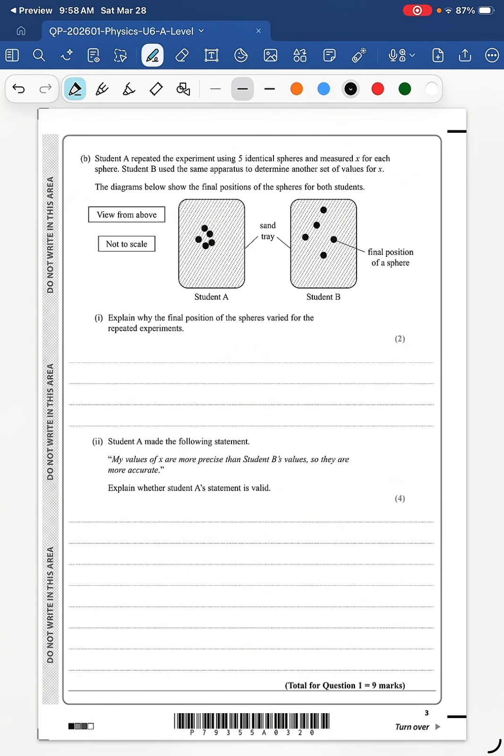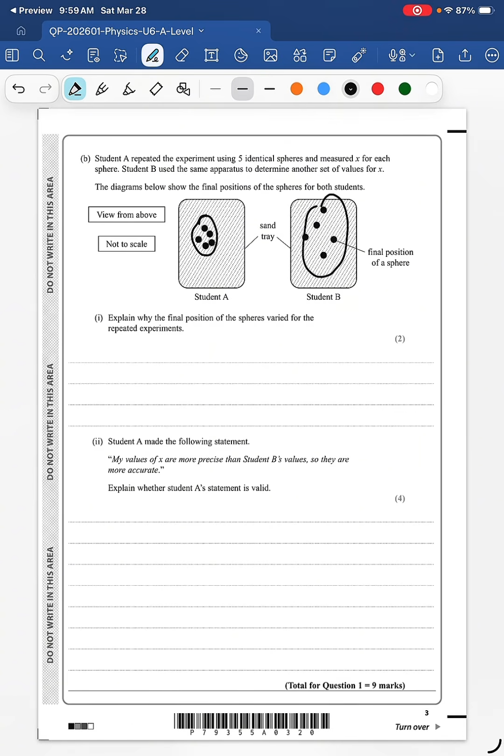So, question B. Student A repeated the experiment using 5 identical spheres and measured x for each sphere. Student B used the same apparatus to determine another set of values for x. The diagrams below show the final positions of the spheres for both students. This is a view from above, not to scale. And you see that for student A, there is a cluster that is well concentrated around a value, whereas student B's results are more scattered.